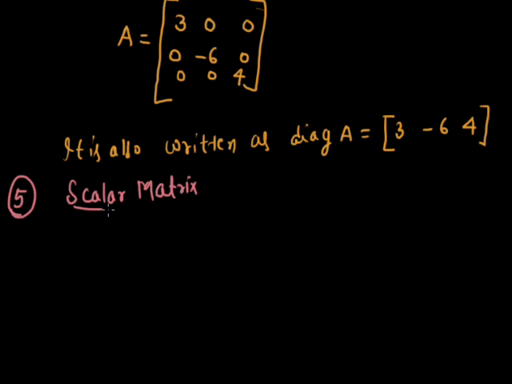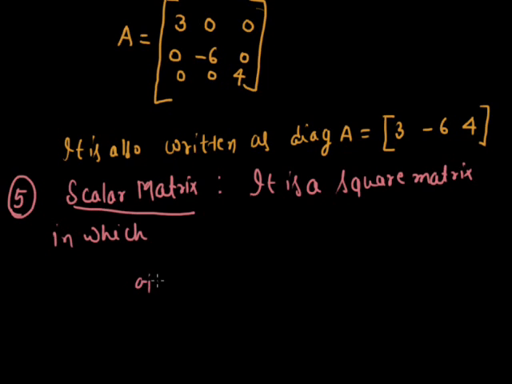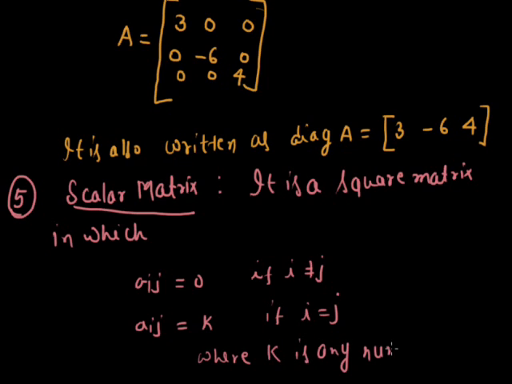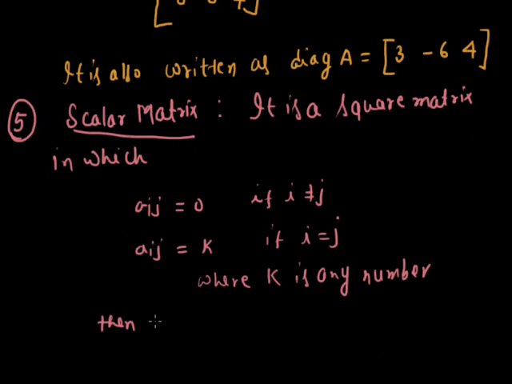What is a scalar matrix? Again, a scalar matrix is a square matrix in which, if you write like this, Aij equal to 0 if i is not equal to j, and Aij equal to k if i is equal to j, where k is any number, either real or imaginary, then it is called a scalar matrix.